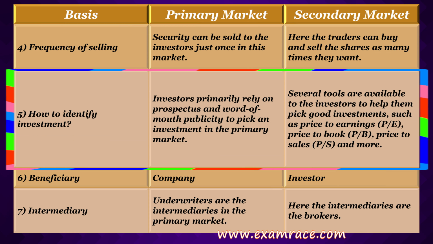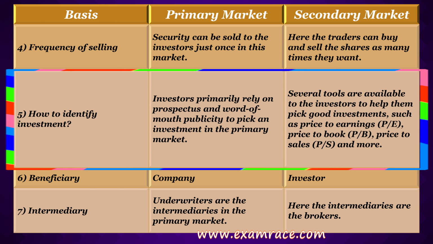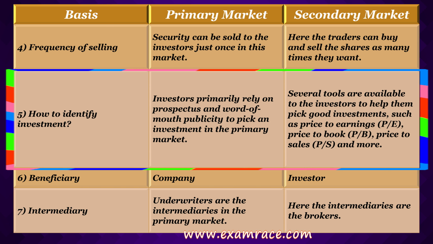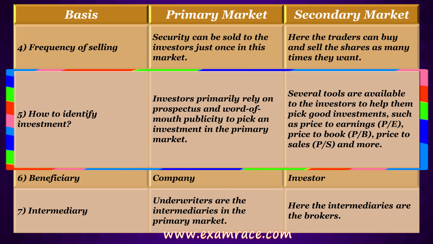Next is how to identify investment. In the case of the primary market, investors primarily rely on the prospectus and word of mouth publicity. And in the case of the secondary market, several tools are available to help investors pick good investments, such as price to earning, price to book, price to sales, and more.